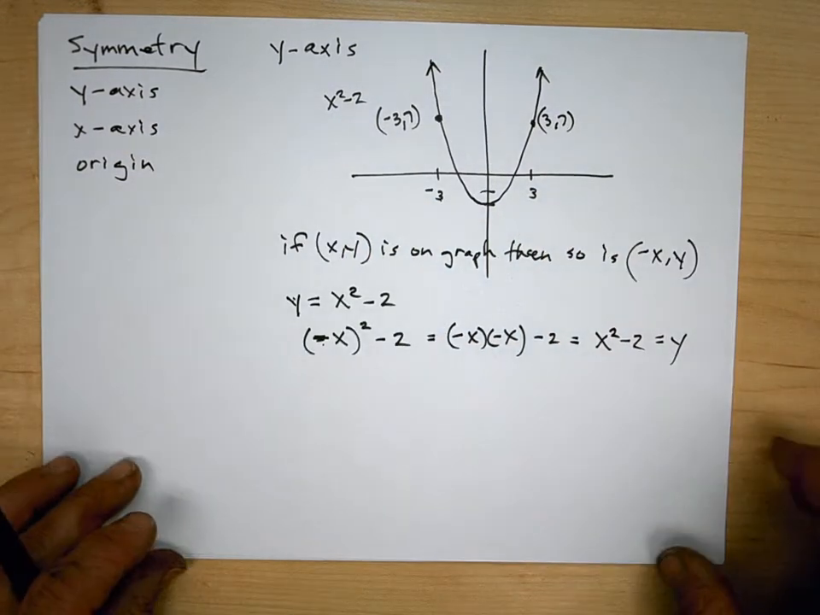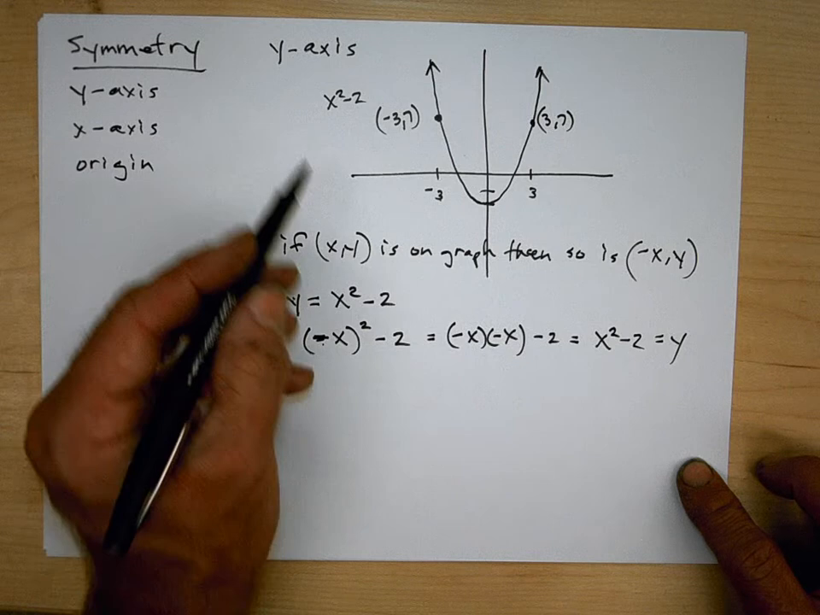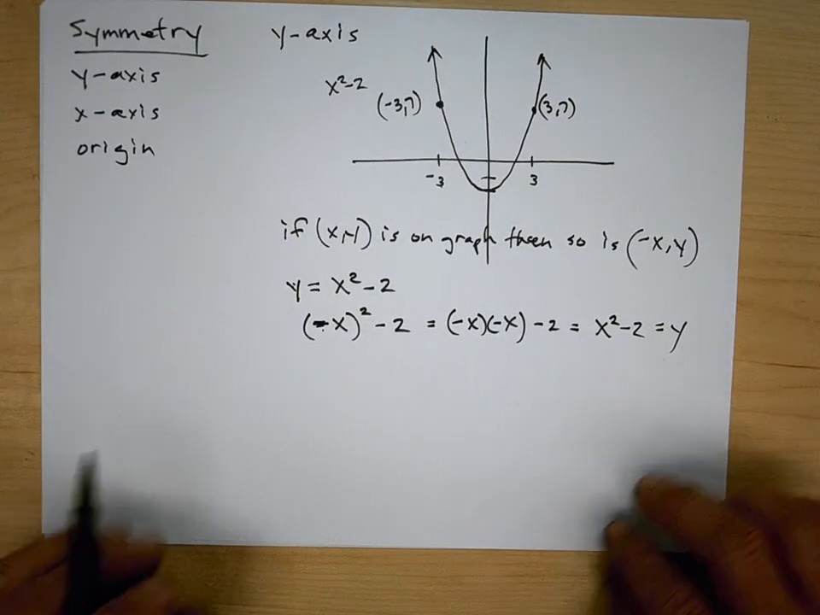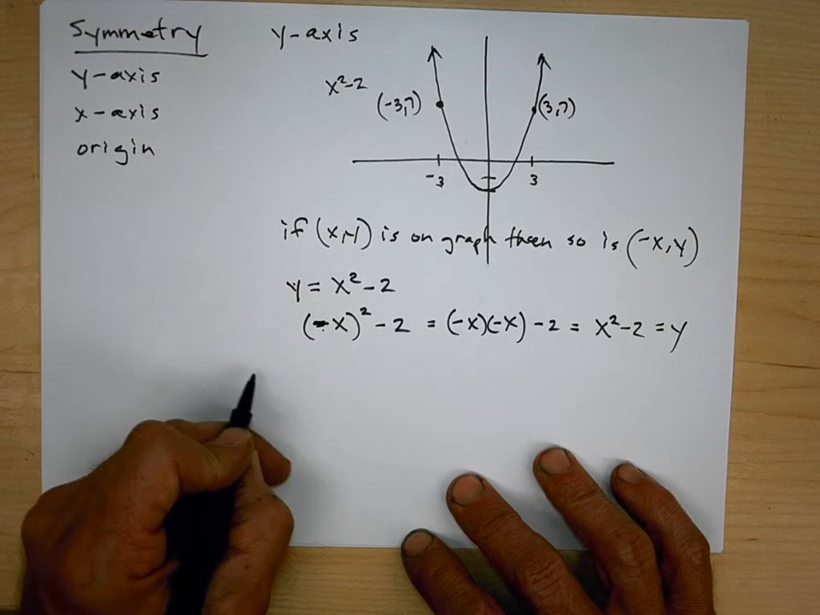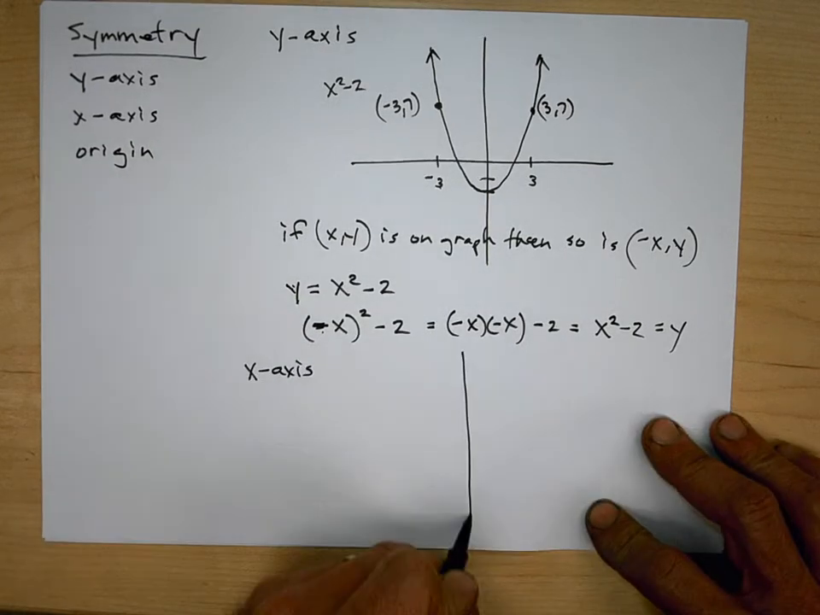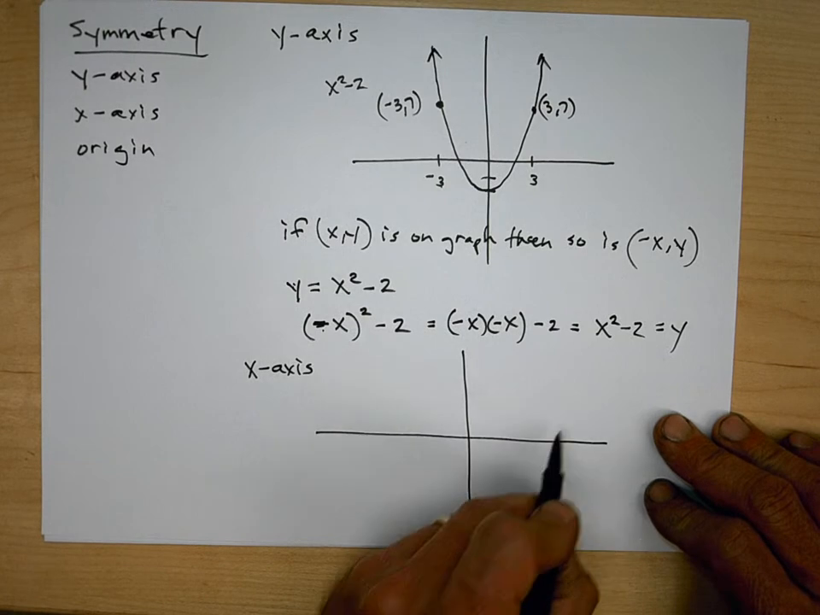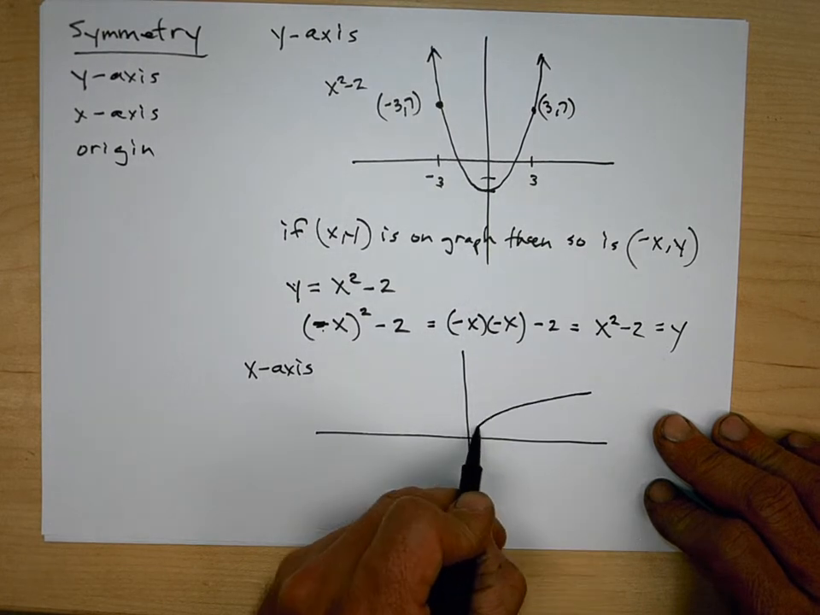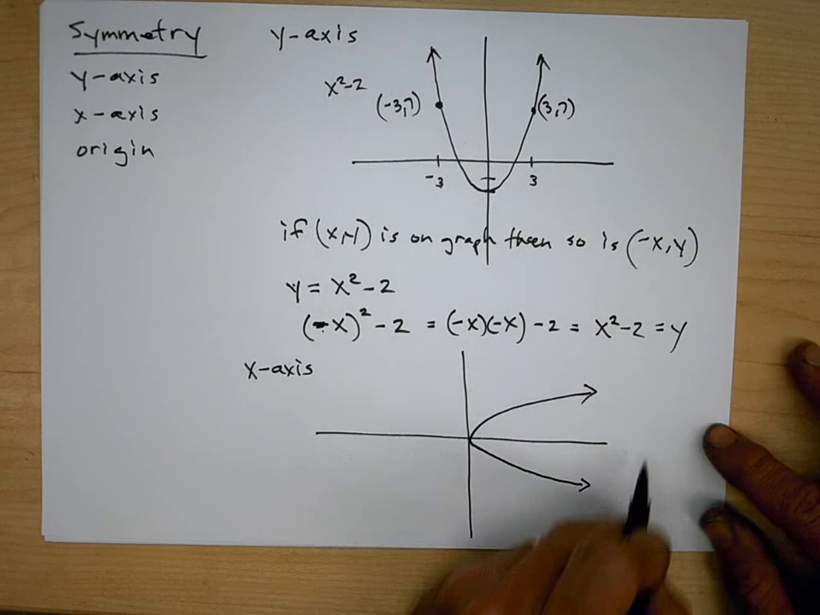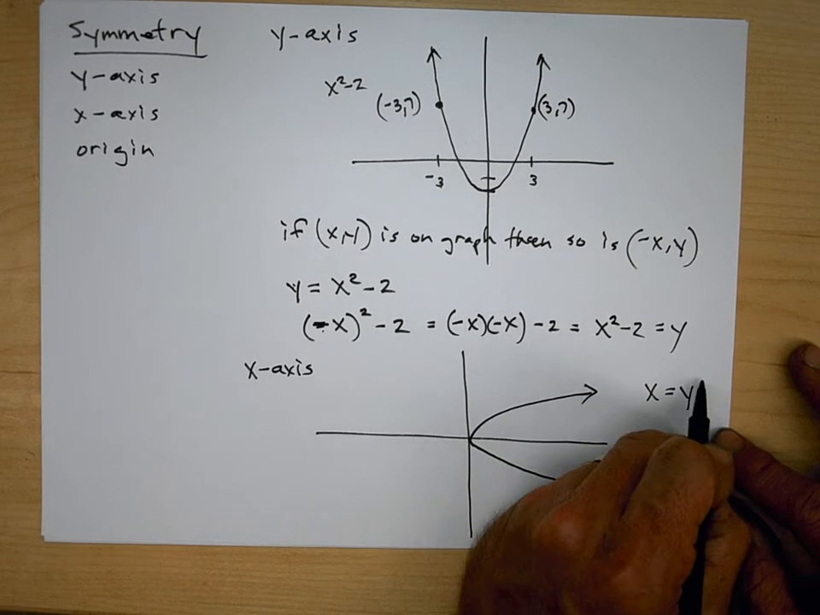Okay, so I wanted to go into a little more detail on this one because these are very similar, so I'll go through those a little more quickly. For example, x-axis symmetry. Here's a quick example. Something like this. All right, so this could be the curve x equals y squared.